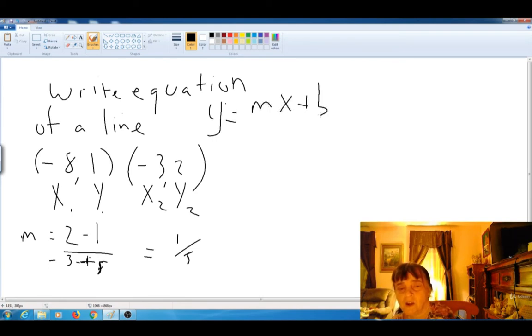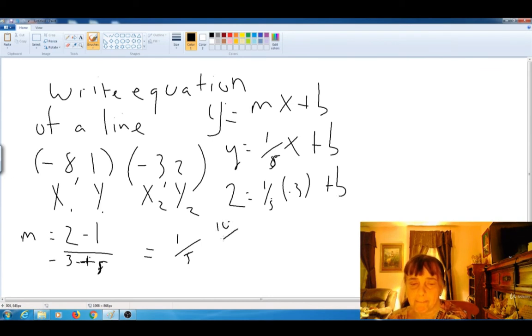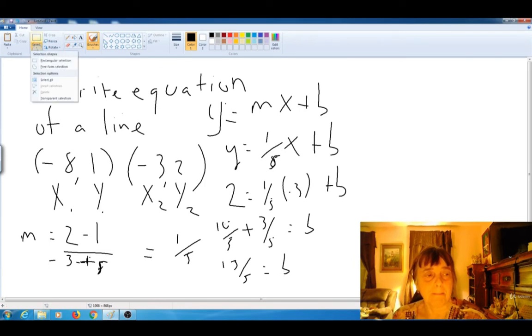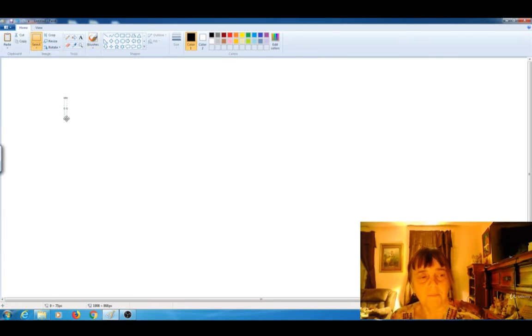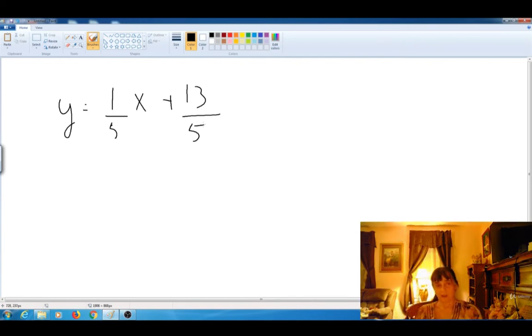So your equation of the line is y equals mx plus b, y is 1/5 x plus b. And 2 is 1/5 times negative 3 plus b. So 2 is 10/5 plus 3/5 is b. So 13/5 is b. So y is 1/5 x plus 13/5, given those 2 points.